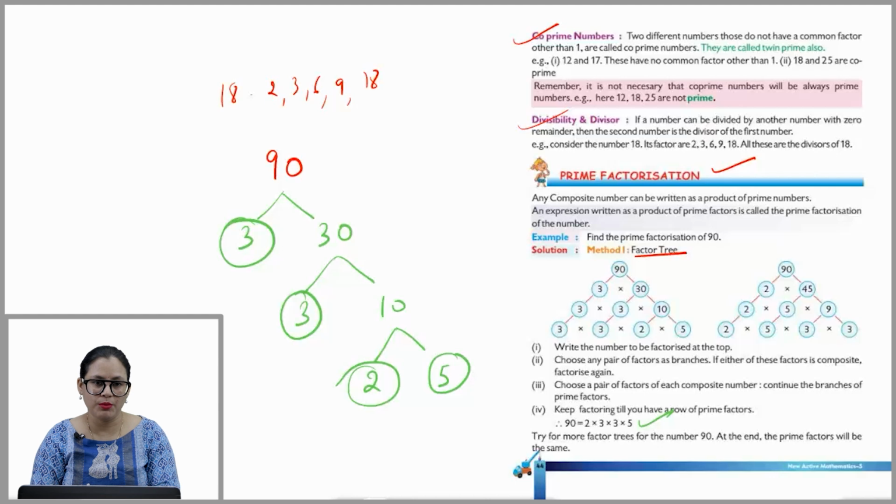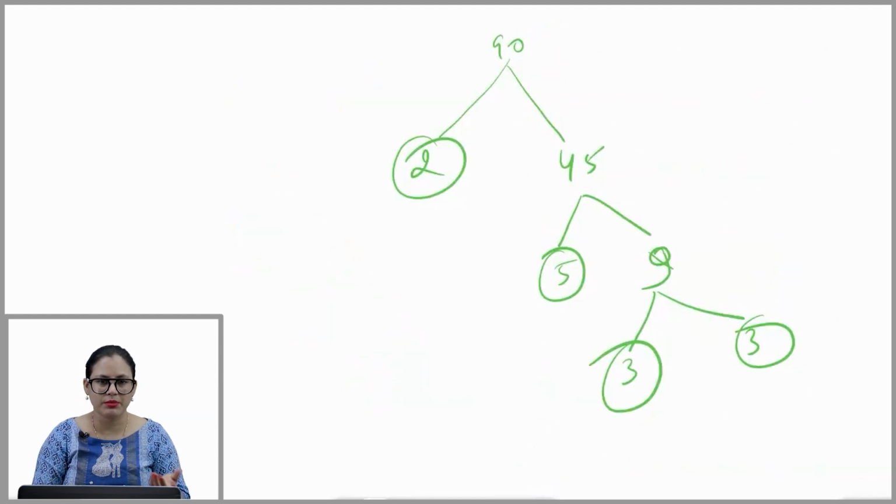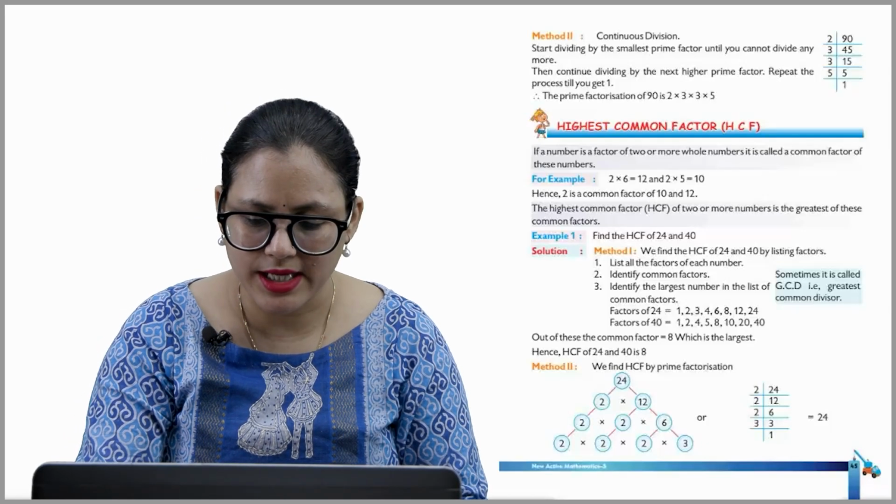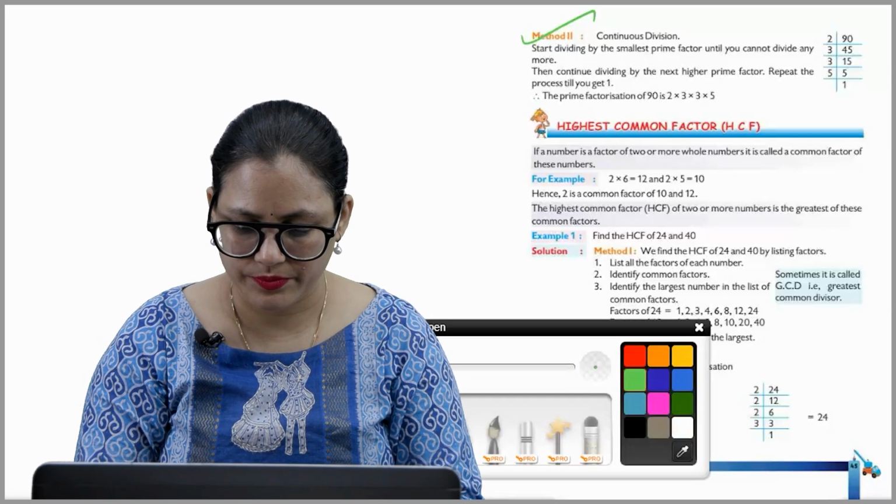Try for more factor trees for the number 90. At the end, the prime factors will be the same. Okay. For example, in this case also, we got the same prime factors, right? Okay, this was the first method. Now, let's check out method 2, that is continuous division.